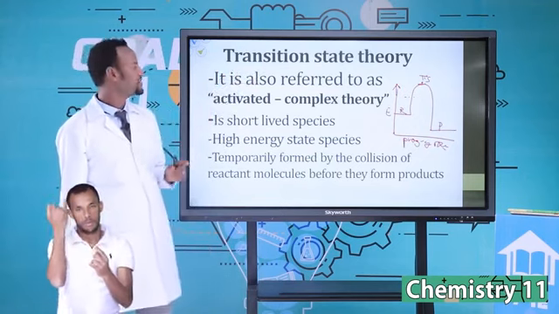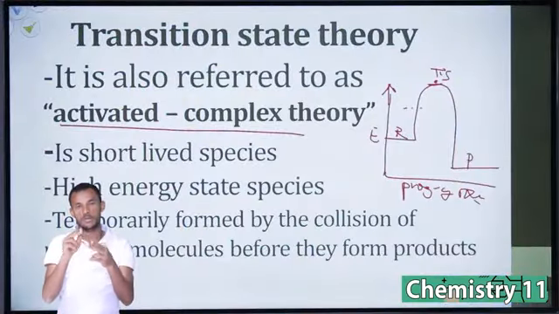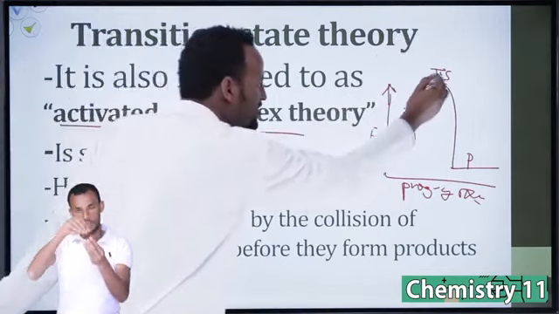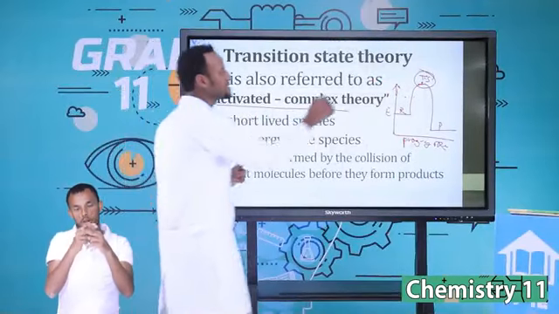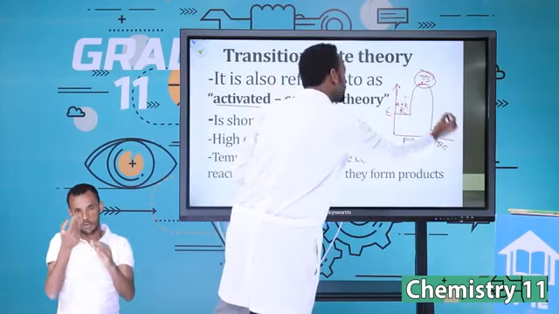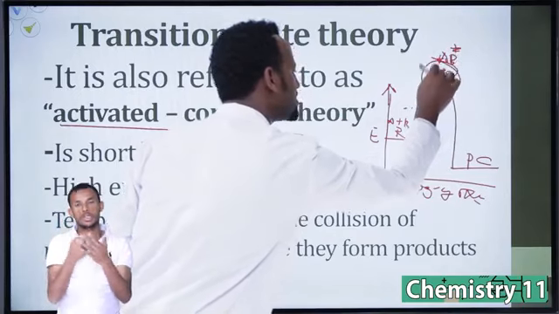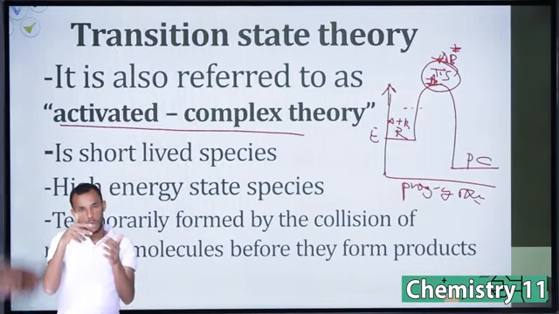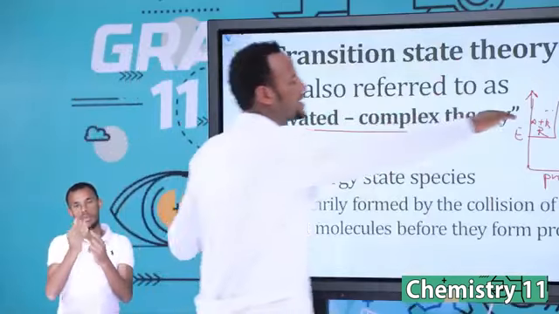Transition state theory is also referred to as activated complex theory. The transition state is a short-lived species. A reactant gives a product, but before the product can be formed, a transition state is formed at the intermediate position. For example, A plus B gives C. Before the production of C, A and B come together in the transition state, which is a temporary formation. It is also a high energy state species, at a higher energy level.